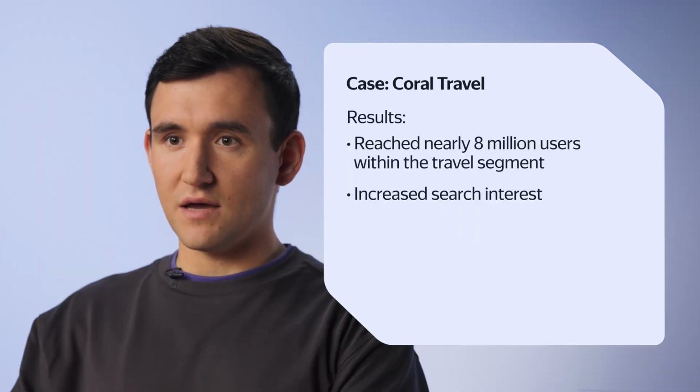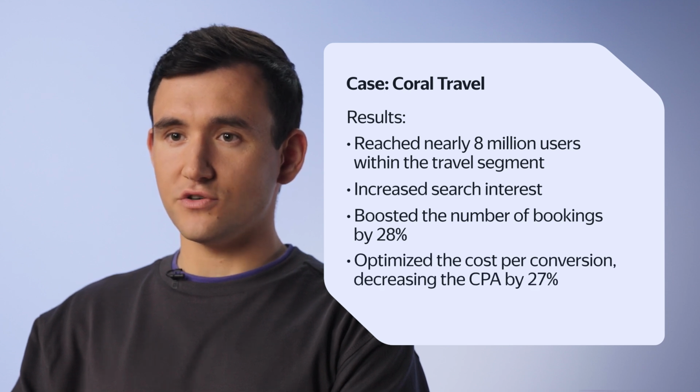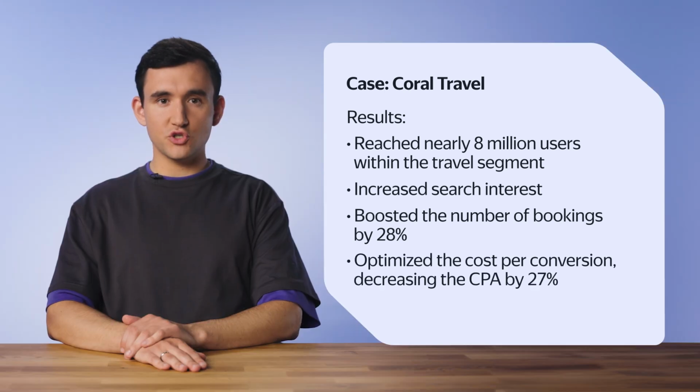As a result of the ad campaign, we reached nearly 8 million users within the travel and tourism segment. We increased search interest, boosted the number of bookings by 28%, and most importantly, optimized the cost per conversion, decreasing the CPA by 27%. Now is a perfect time to discuss what brand awareness building advertising looks like. The most popular display ad formats are video ads, embedded in a player with the main video or in-text content, as well as traditional display banners.